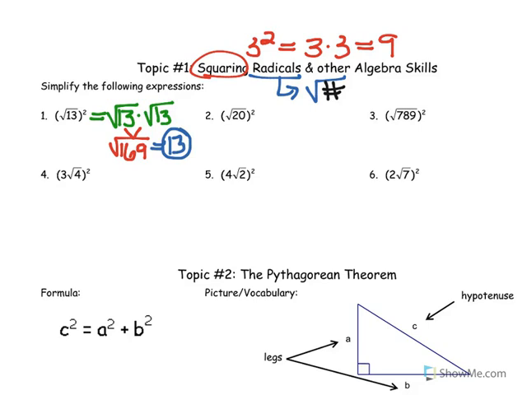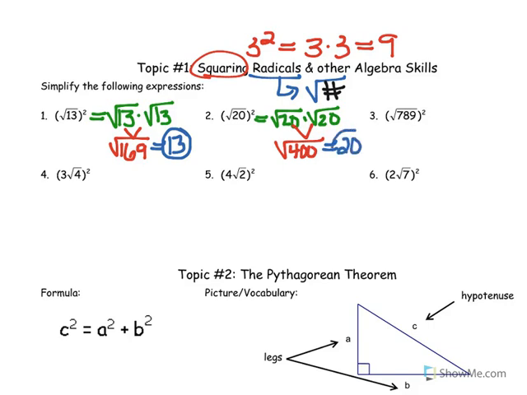Okay? Let's look at example 2. I have the square root of 20 squared, so that means it's root 20 times itself. I can combine them together again. 20 times 20 is 400, and the square root of 400 is 20.